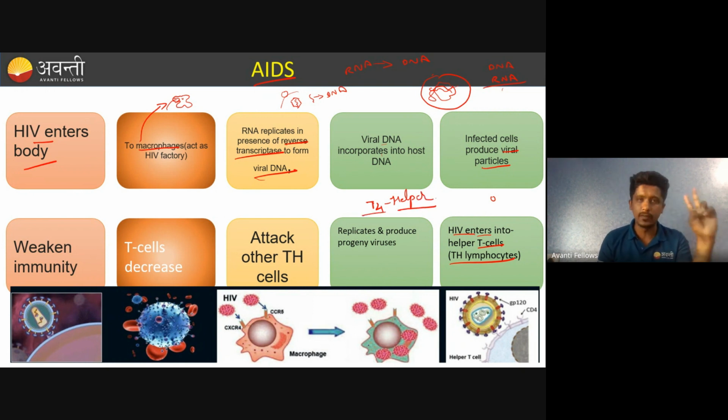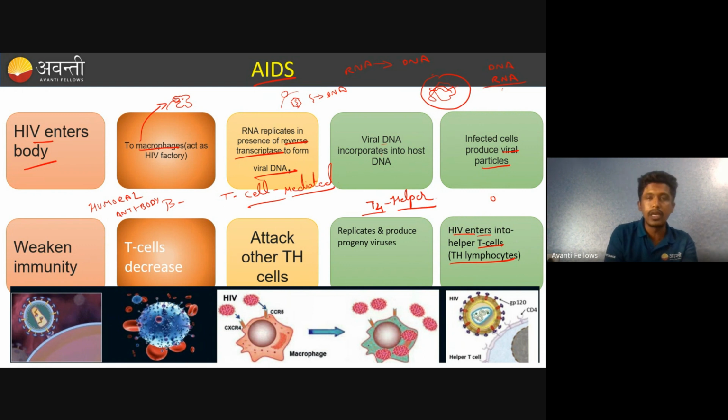We know that there are two types of immunity. One is caused by B lymphocytes. The other one is caused by T lymphocytes. B lymphocytes give humoral immunity, correct? And it produces what? Antibodies. Now T lymphocytes will produce cell-mediated immunity. Now what happens, students? There is a bridge between humoral immunity and cell-mediated immunity, and that comes through T4 helper cells. What do T4 helper cells do?